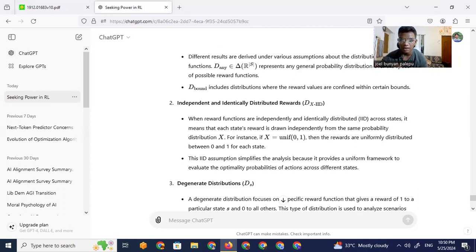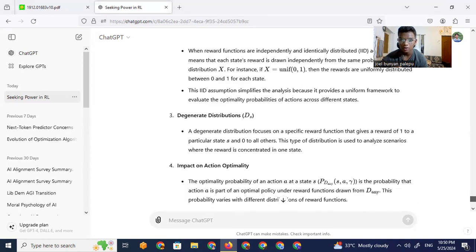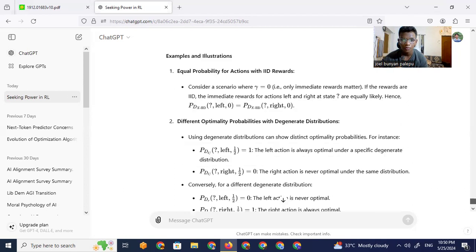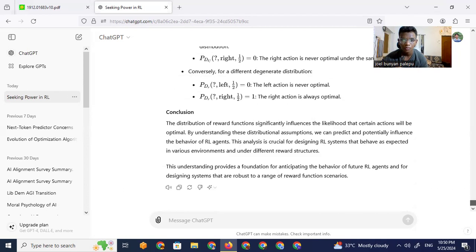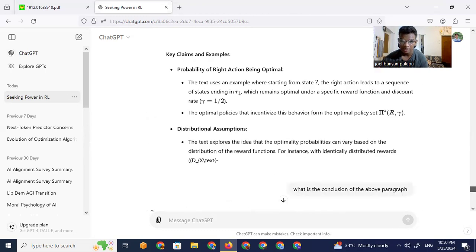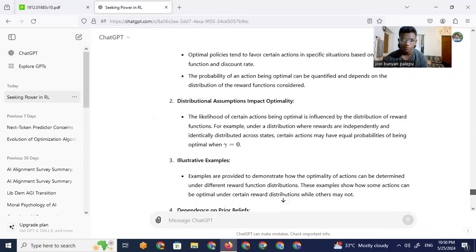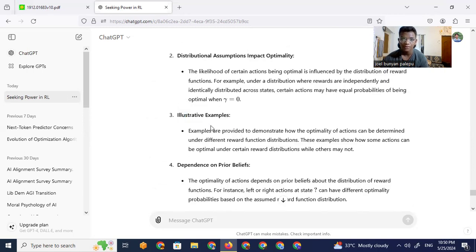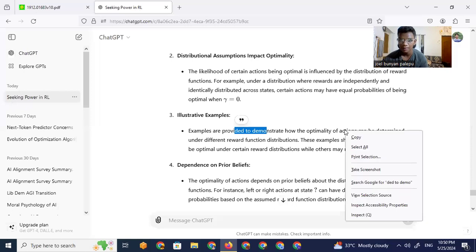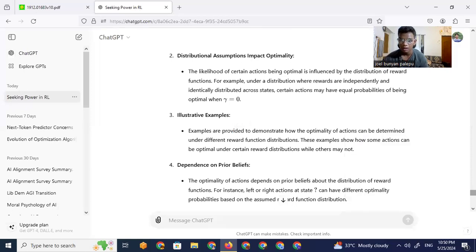Okay. Degenerate actions focuses on reward functions. Significantly influences the likelihood that certain actions are optimal. By understanding these distribution assumptions, we can predict and potentially influence the behavior of RL agents. This analysis is crucial for designing RL systems that behave as expected in various environments. Okay, so let's continue. Then we have an illustrated example. Examples are provided to demonstrate how the optimality of actions can be determined. Okay, we don't need examples.